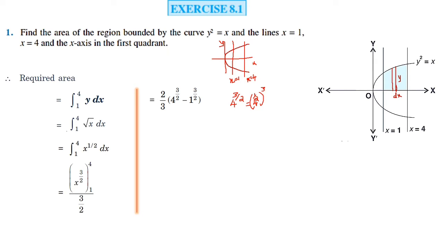4 power 1 by 2, we know that is square root of 4. Square root of 4 is 2. 2 power 3, 2 power 3 is what? 8. So this is the way we need to calculate that power. So 4 power 3 by 2 we have calculated, that is 8. 1 power any quantity? 1 itself. So 2 by 3 into 8 minus 1, that is 2 by 3 into 7. 2 by 3 into 7 is 2 into 7, 14 by 3 square units. So this is the required area.